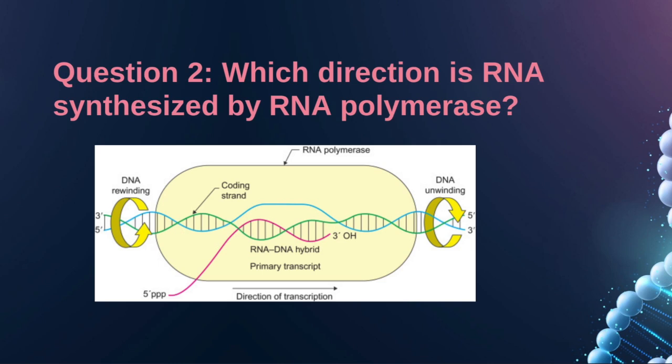The enzyme moves along the template strand and assembles the RNA strand by forming phosphodiester bonds between the 3' hydroxyl of the last nucleotide and the 5' phosphate of the incoming ribonucleotide. So again, what is the direction? From 5' to 3', but always adding a new nucleotide at the 3' end.